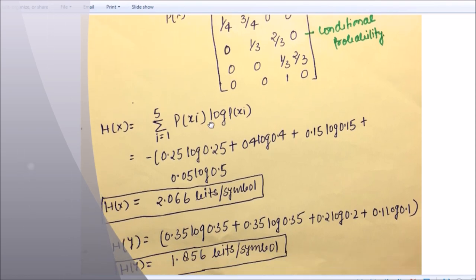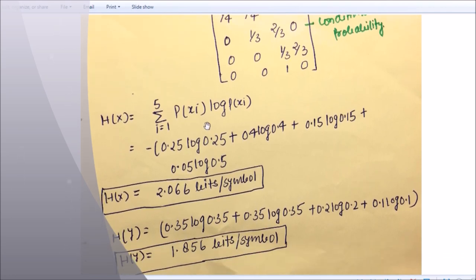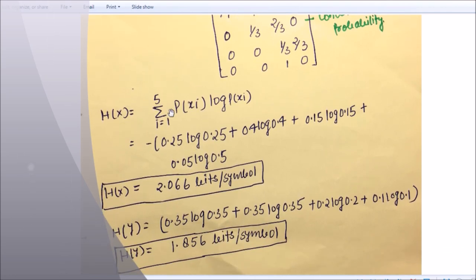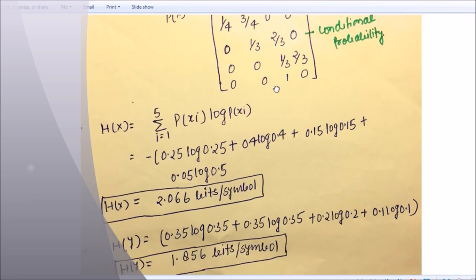Now let us see the questions. Let us see the actual solution, the entropy which we have to find. Up to this we are just doing formality only, we all have to do this, it's a very lengthy question.